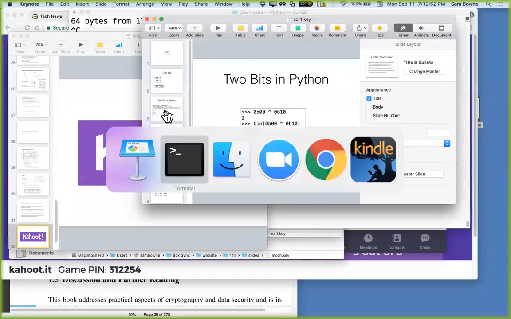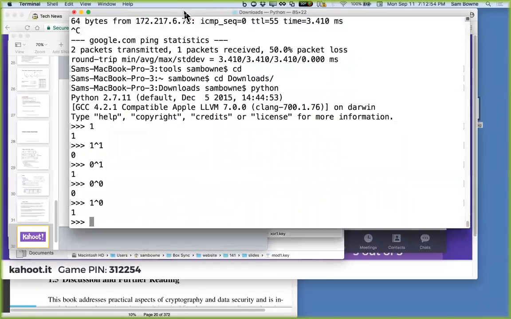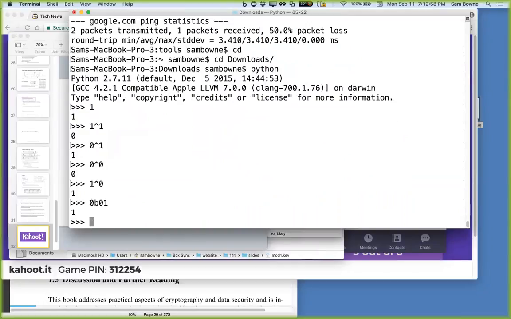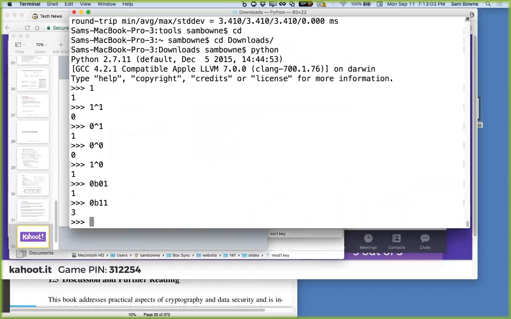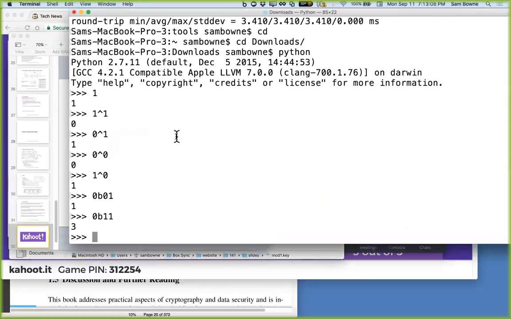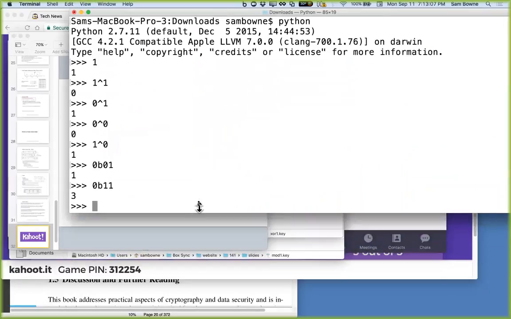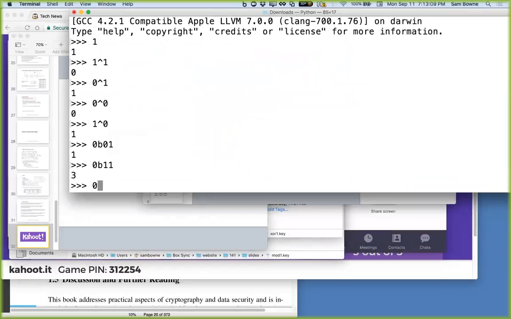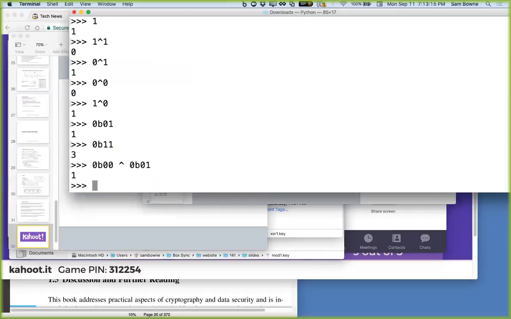If you want to write binary numbers in Python, you start them with 0b. So 0b01 is 1. And 0b11 is 3. Hopefully that's reasonable. That's 1, 2, and a 1. So now you can do 2-bit XOR. So I can do 0b00 XOR 0b01. And the answer is 1.